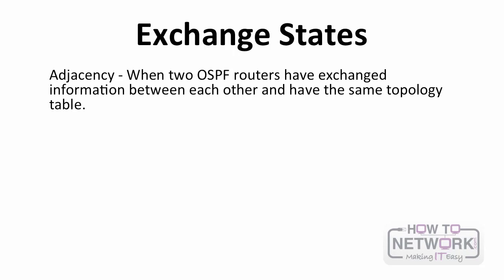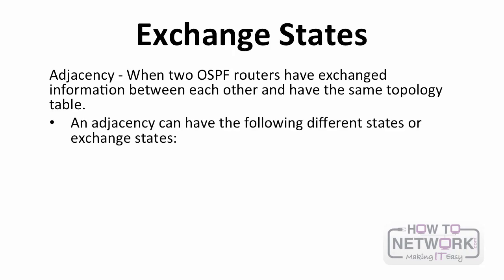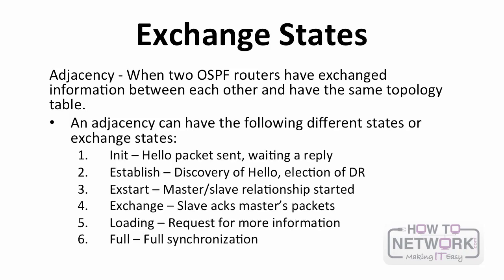So in order for two OSPF routers to communicate, they need to go through this process of exchange states. So you need to understand a basic concept of what these are. Here's the following states. There's the init state, where a hello packet has been sent by a router, it's waiting for a reply. Then the establishment state, where there's the discovery of that hello, and then the election of a DR in multi-access networks. The ExStart stage, where a master-slave relationship is started between two routers. The router with the higher router ID becomes the master and starts the exchange, and as such is the only router that can increment the sequence number.